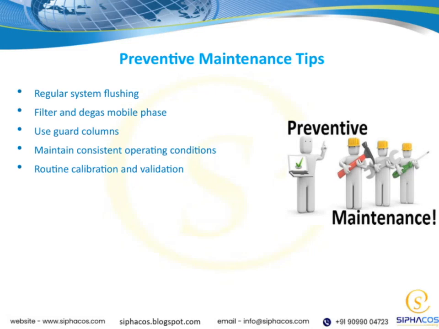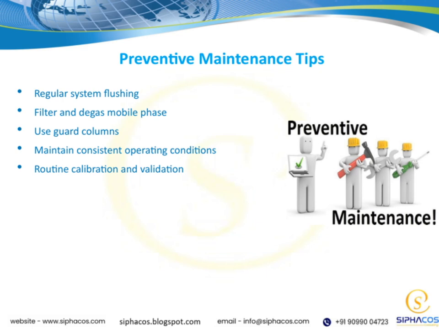Let's now focus on some essential preventive maintenance tips that can really help optimize our system's performance. First, regular system flushing is crucial. It helps remove any accumulated debris or contaminants, ensuring the system runs smoothly and prolongs its lifespan. Next, always remember to filter and degas the mobile phase. This step is vital because it prevents bubbles and particulates from interfering with our analysis, maintaining accuracy and reproducibility.